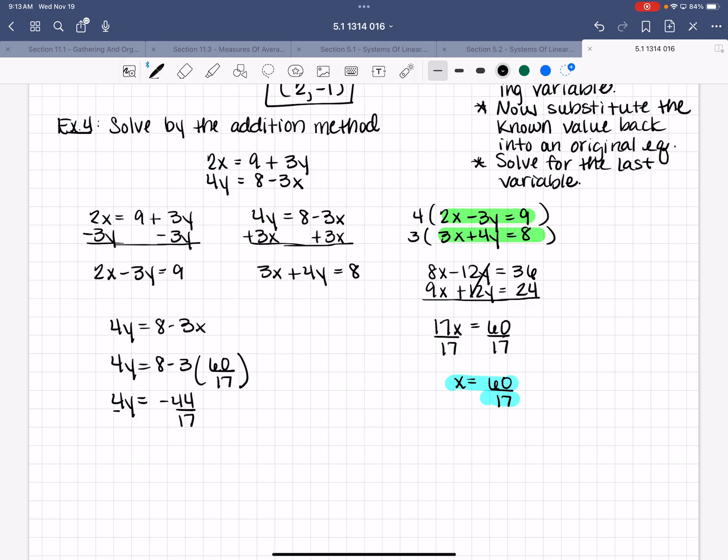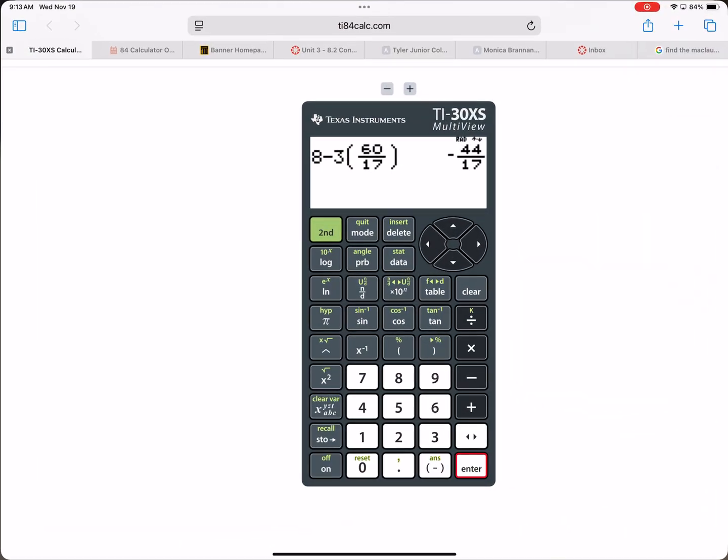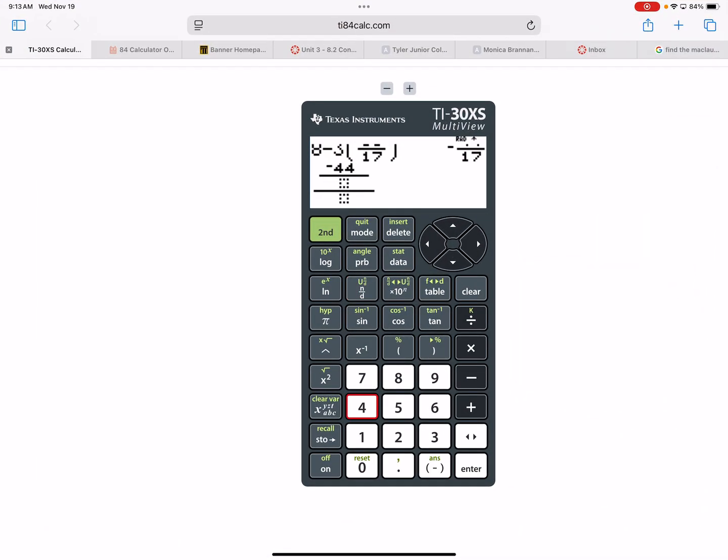I'm going to divide both sides by 4. Guys, you can do a stack on a stack in your calculator, in your multi-view. Make use of it. This is going to give me negative 44 over 17 all over 4. That's going to wind up being negative 11 over 17 is what it should be. And I get negative 11 over 17.